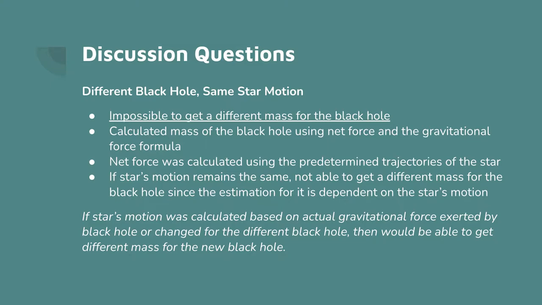If the current black hole was replaced with a new black hole, it would be impossible to calculate a different mass for the new black hole, as the values in our code would not change with the different black hole. The black hole exerts a gravitational force on the star, which affects the star's motion. However, in this lab, the star's motion was predetermined from the generated trajectories, therefore nothing would change. The star's motion would have to change in some way in order to have a new mass for the black hole.